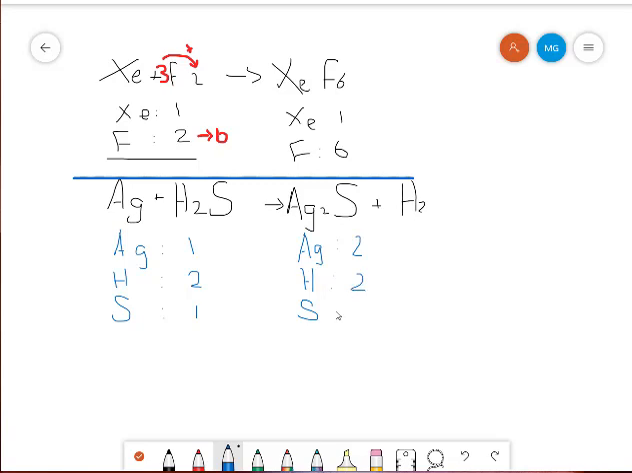The element that I need to balance is the silver. What do I need to make the silver 2? I need to multiply it by 2. So I'm going to put the 2 in front of the silver, the Ag, and that's going to give me 2 silvers. And now we have a balanced equation. We have 2 silvers, 2 hydrogens, and 1 sulfur.